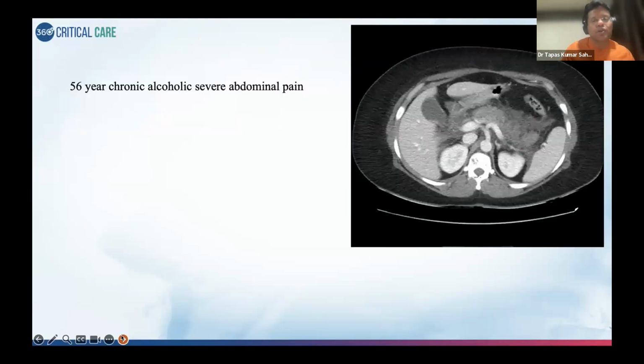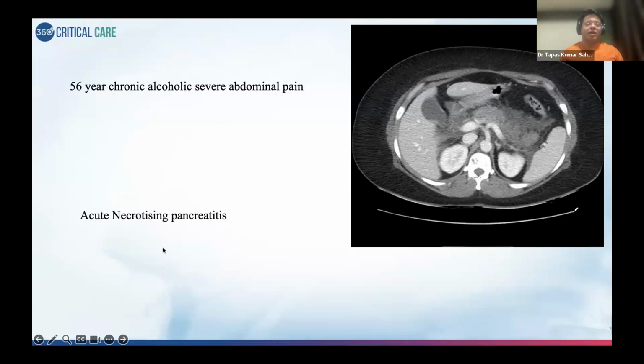Now, 56-year chronic alcoholic, severe abdominal pain. You did the CT abdomen with contrast. What is happening? What is the CT finding? Yes, perfect. Only necrot. I have given you clue. Chronic alcoholic, CT, contrast.